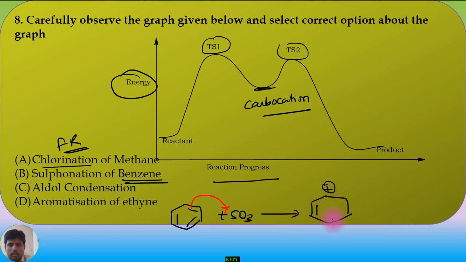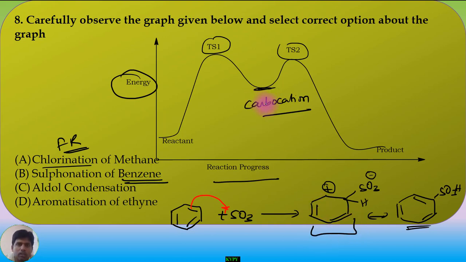So now the next step of the mechanism is very simple. This hydrogen will get exchanged and we get SO3H here. So in this way, this is benzene sulfonic acid. Sulfonation of benzene involves an arenium ion, which is a carbocation. So this graph represents the mechanism of sulfonation of benzene.